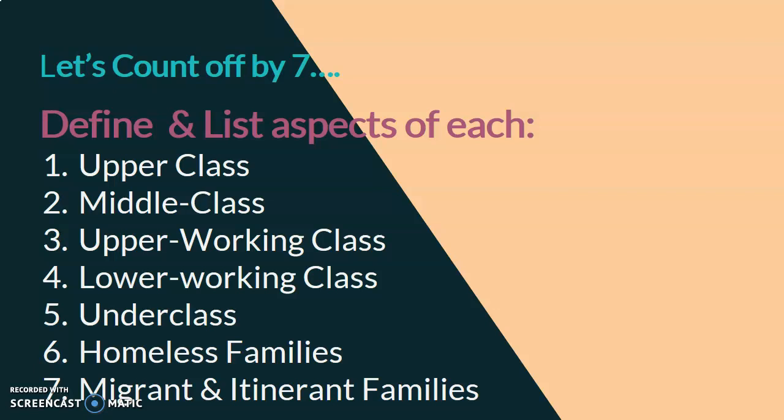And so if we look at the different type of classes or socioeconomic status, upper class, middle class, upper working class, lower working class, underclass, homeless families, and migrant and itinerant families. And a lot of people do get the upper class and middle class confused. I want to make sure that some students have come from middle class, but they will say that they're upper class. And upper class, I don't know of anybody that is upper class.